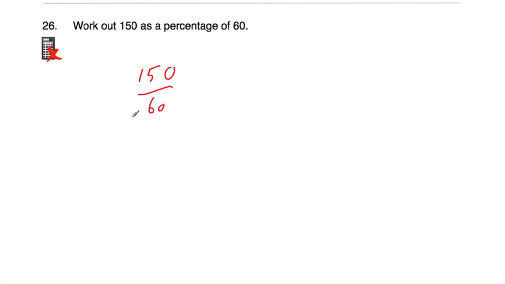Okay, so we've expressed it as a fraction. I'm actually just going to simplify this to get 15 sixths. And now I'm going to do 15 divided by 6. If I do 15 divided by 6, I'll find out what 150 out of 60 is. And that's equal to 15 sixths.